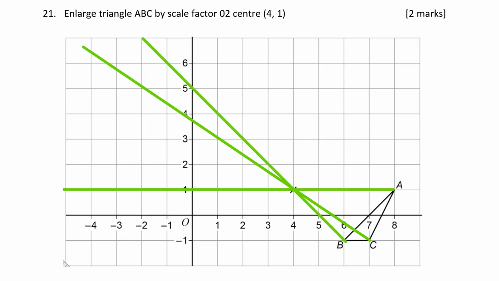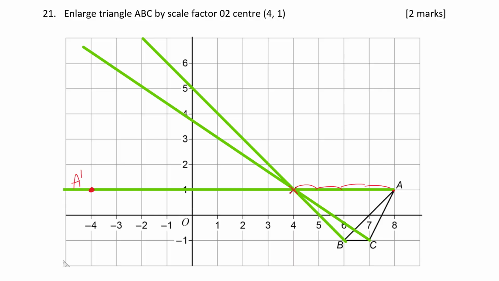Right, so let's take each point in turn. So my centre of enlargement is here. It's got a bit obscured by my lines. Then my point A is here, which is 1, 2, 3, 4 units to the right of my centre of enlargement. Okay, and I'm going to multiply that by a scale factor of -2, which means that it needs to be -8 units from that centre, or 8 units the other way. So counting 8 units in the opposite direction, 1, 2, 3, 4, 5, 6, 7, 8, it ends up there. So that is going to be my point A dash.